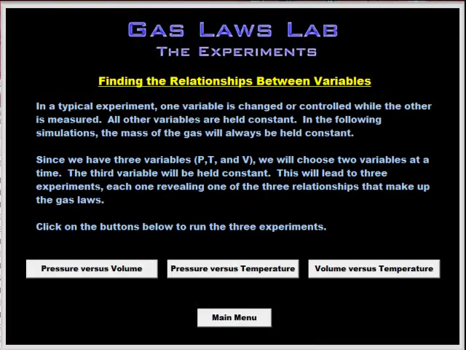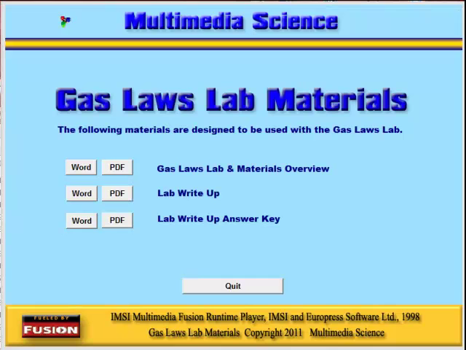So that's the software. There also are lab reports and answer keys that are provided. Let's take a quick look at those. These can be accessed from a menu that is also provided. So here's an overview of the materials, which is some of what I've just gone over. There's a lab write-up in Word and PDF format, and then of course an answer key. Let's just take a look at the Word.